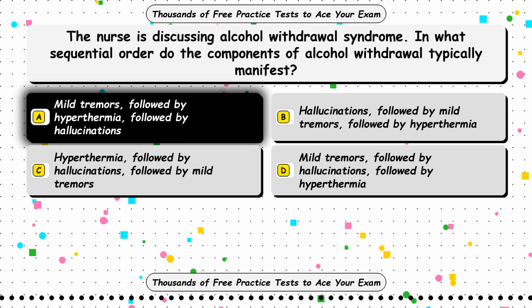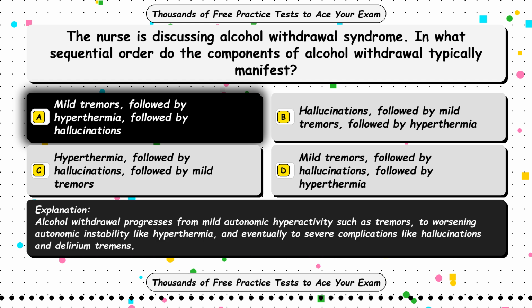The correct answer is option A, mild tremors, followed by hyperthermia, followed by hallucinations. Alcohol withdrawal progresses from mild autonomic hyperactivity such as tremors, to worsening autonomic instability like hyperthermia, and eventually to severe complications like hallucinations and delirium tremens.